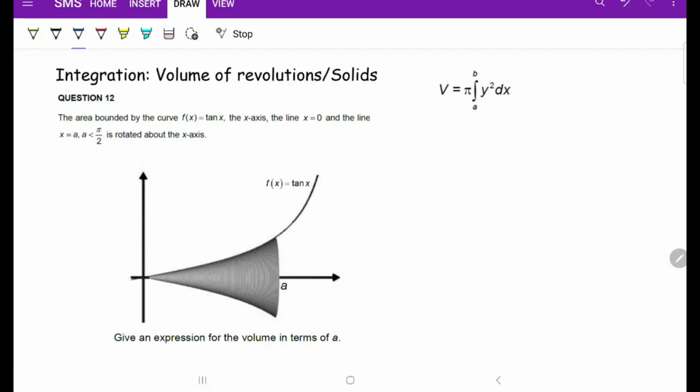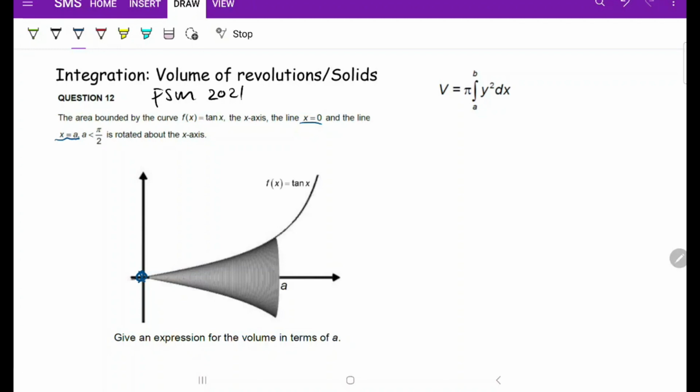So this is a question that comes from the further studies paper from 2021. This is question 12, and let's see what was being asked. You're given the area bounded by the curve f of x is tan of x, where x starts at 0, so we know that our lower boundary is 0, and our upper boundary is a, where a is less than pi over 2, rotated about the x-axis. What we then have to do is give an expression for the volume in terms of a.